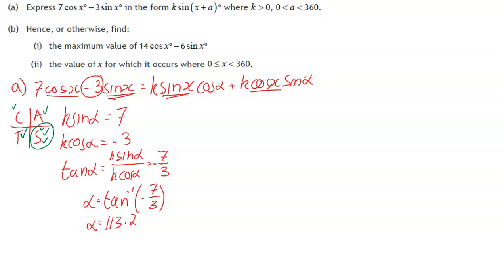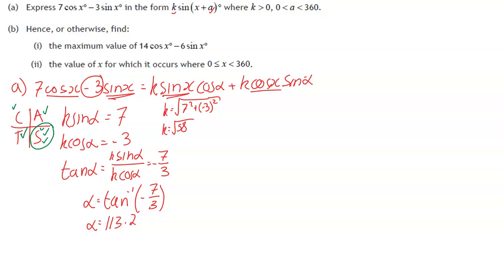So it works for all three trig equations, so we're going to use that for alpha. So I've got one part of the function here, the alpha, I want the k now. Well, if I remember that sine squared plus cos squared is equal to 1, I can build a relationship where I know that k is equal to the square root of the k sine alpha squared plus the k cos alpha squared. So in this case, 7 squared plus negative 3 squared. So in this case, I get that k is equal to root 58.